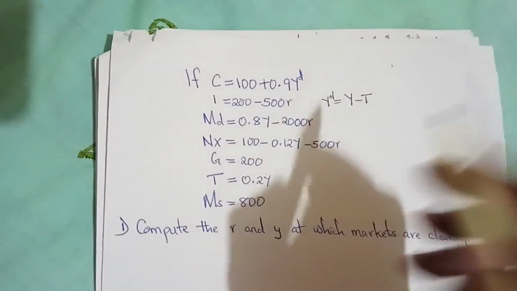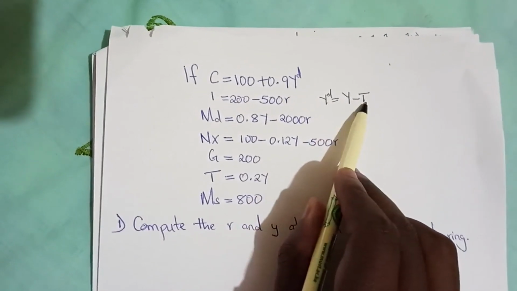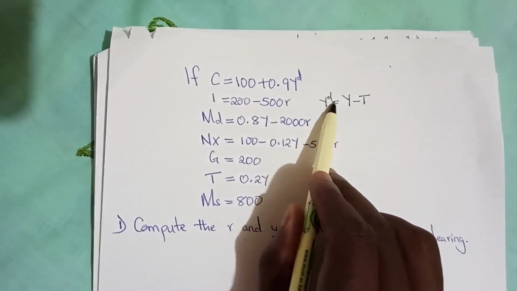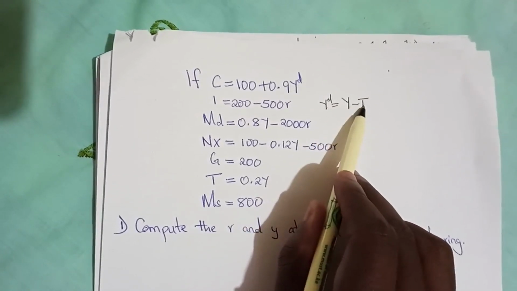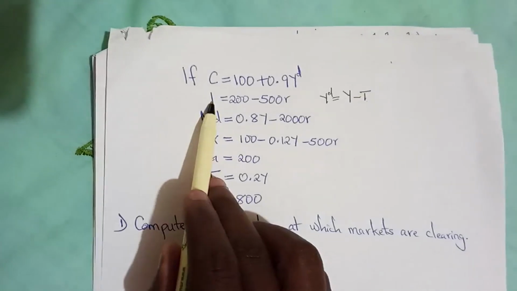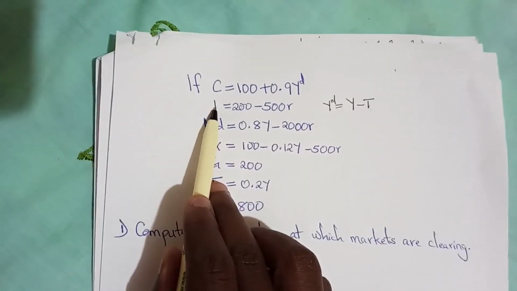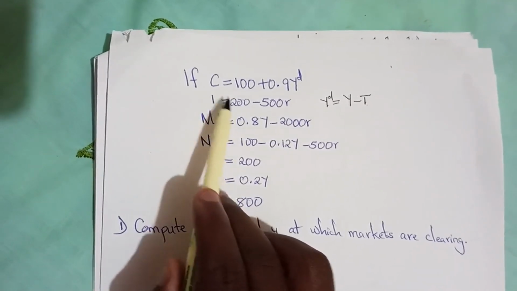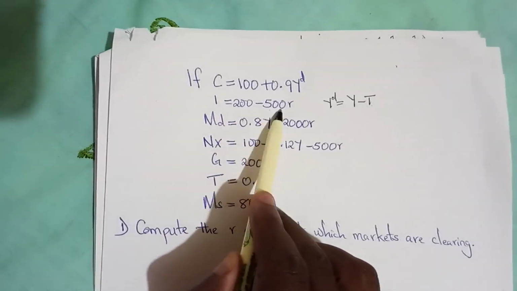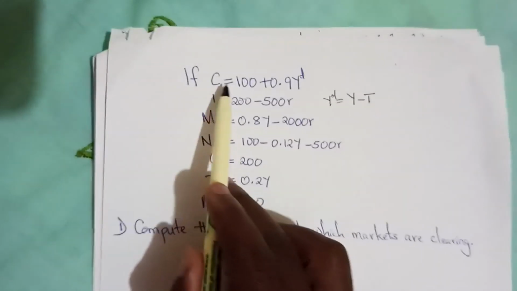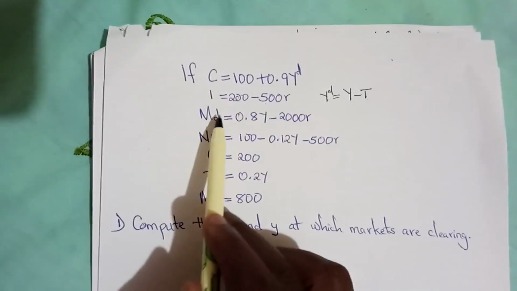YD is given by Y minus T. In other terms, YD is the total income minus tax. Another equation is given as I, which is investment, is equal to 200 minus 500R. This C stands for consumption.